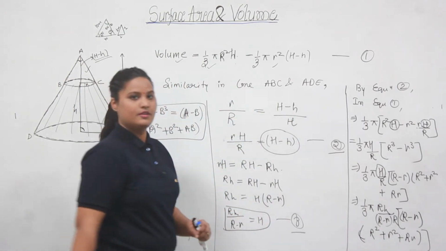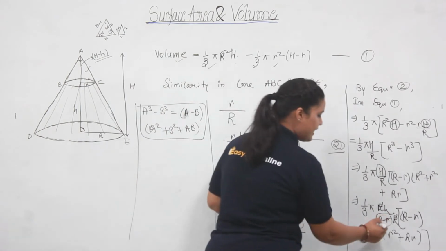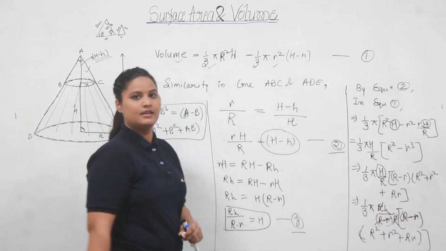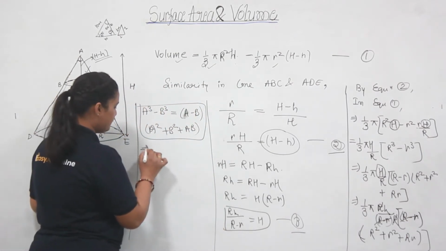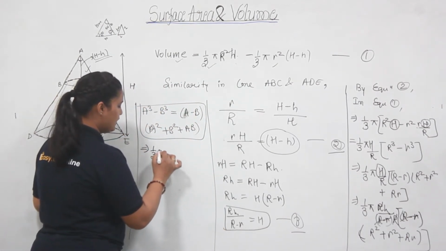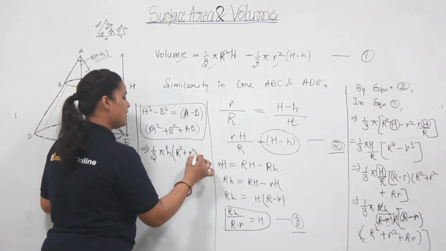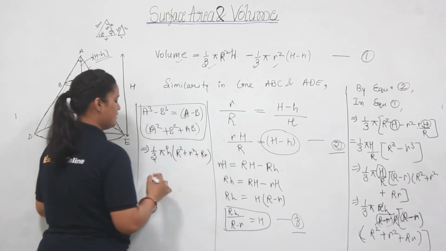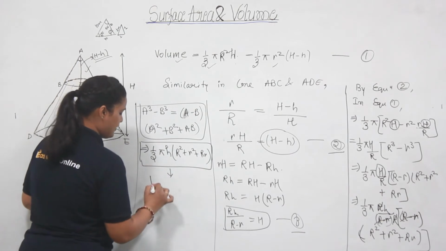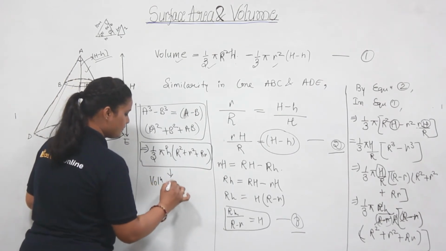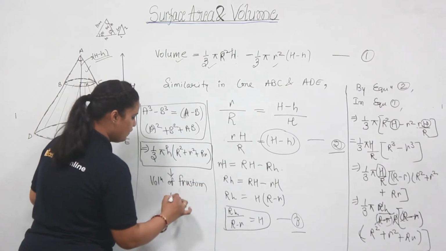Okay, now I will start cutting. This R will be cut with this R, and this R minus r will be cut with this. Now what all quantities are left over here? I will write it here. It will be 1 by 3 pi h (R square plus r square plus Rr), and this is the volume of the frustum. Volume of frustum of cone.